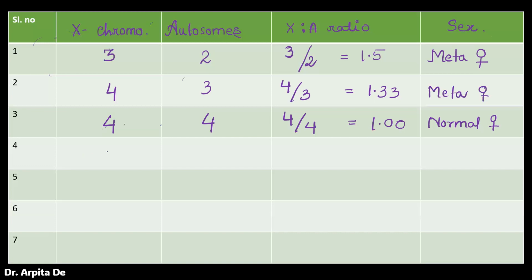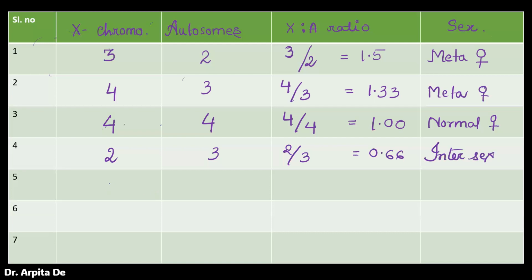Now let's see what happens in male. If there are 2 X chromosomes and 3 autosomes, what will happen? 2 by 3. This means 0.66. This is intersex.